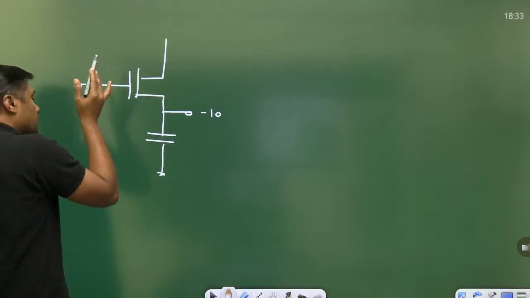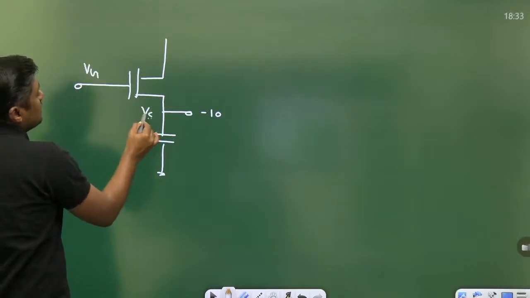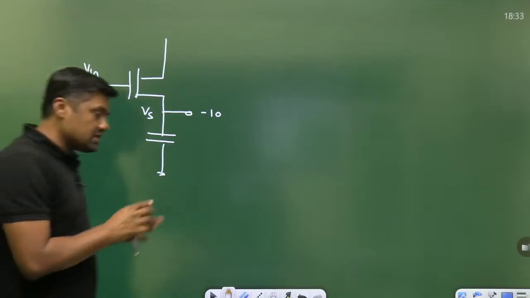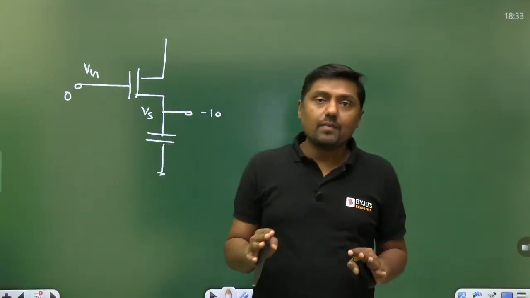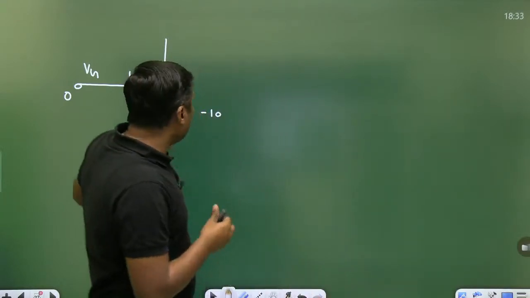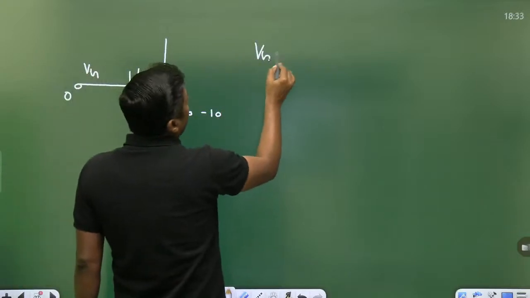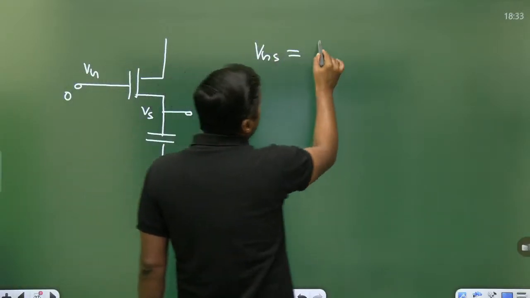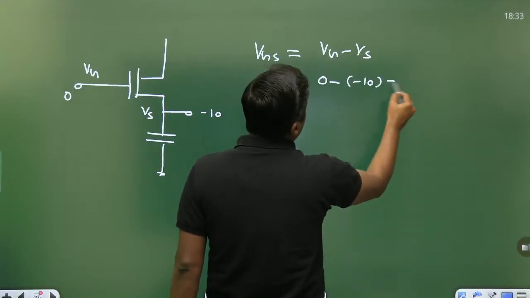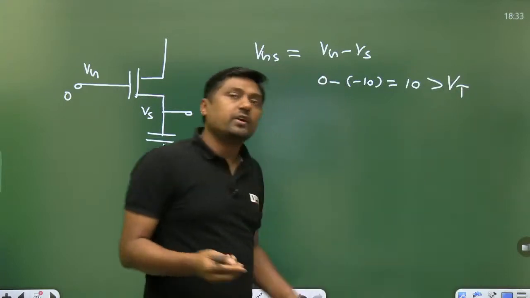When we want the MOSFET to remain off, what are VG and VS? Suppose I put VG equal to 0, let it be grounded. I am saying that the minimum value is 0. But when it is 0 and the source is charged up to minus 10, what is the value of VGS? VGS will become VG minus VS, that is 0 minus of minus 10. It will become 10 volt, and 10 volt is greater than VT, and that's why the MOSFET is on.